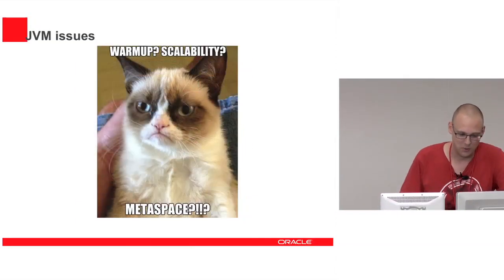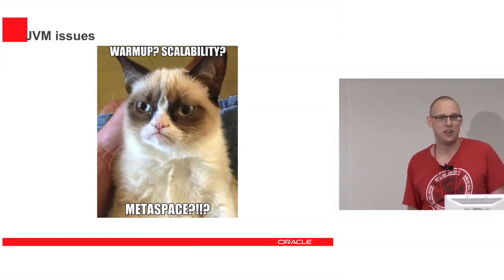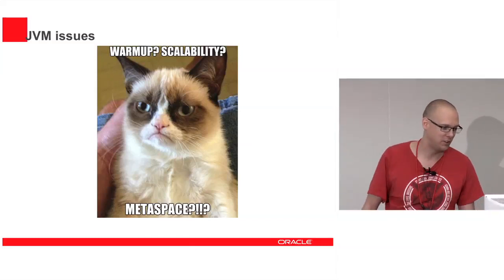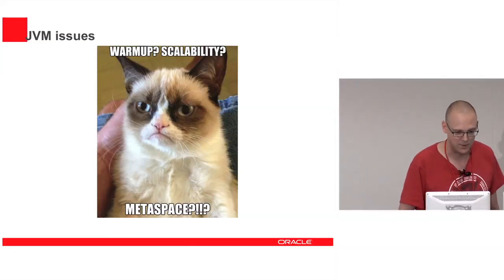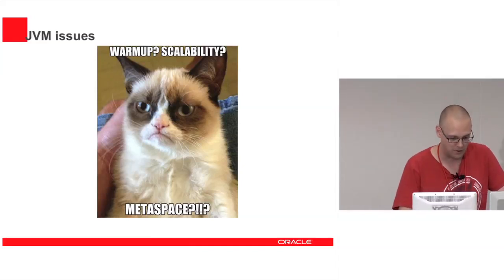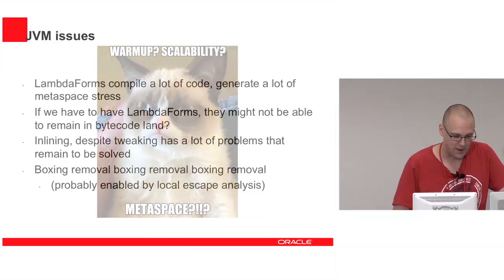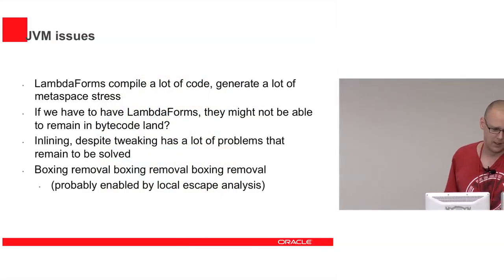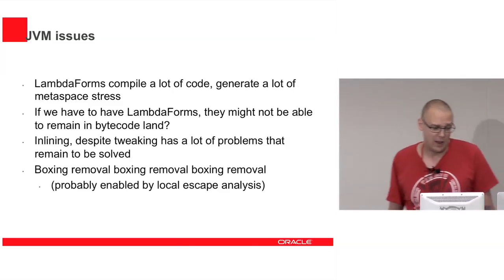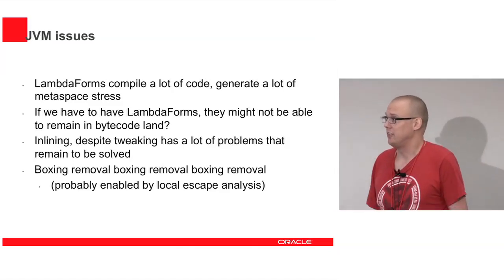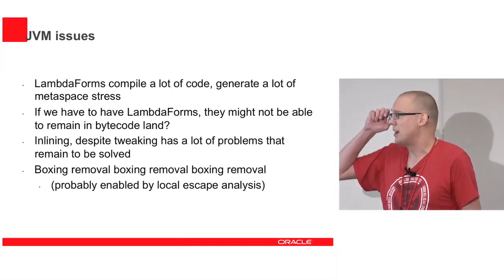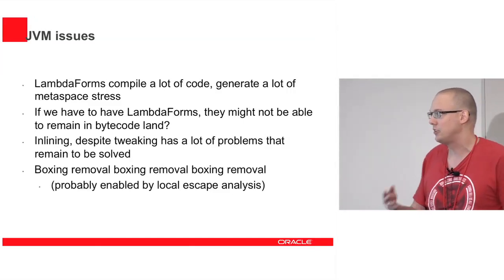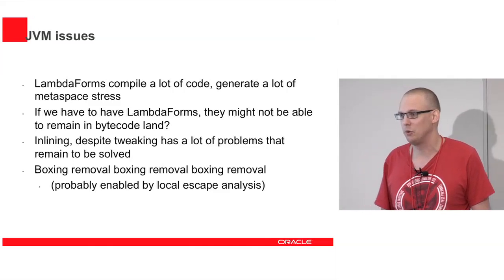Of course, we still see some issues that don't have to do with inlining. Just the general pressure of generating so much bytecode, so many anonymous classes, so much more metaspace stress than a normal Java program does. So Lambda forms compile a lot of code and generate a lot of metaspace stress. And if we have Lambda forms, I'm a bit scared that this is the scenario we're looking at, that we might not be able to have them remain in bytecode land if this doesn't get better. But John is the expert here, and we can talk later about what we see here.